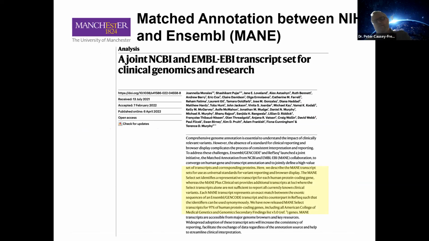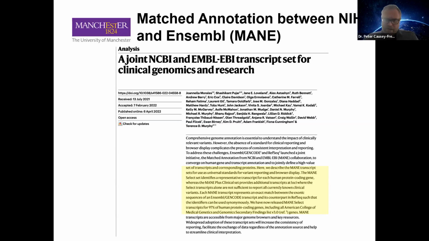Well, it may seem scary because this is suddenly some new thing that's coming out, and the idea of it is a matched annotation between NIH and Ensembl. And this seems quite scary. You've got these two big bodies that make reference sequences getting together and trying to make something that's clinically relevant for your use.